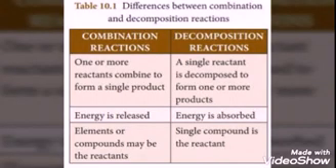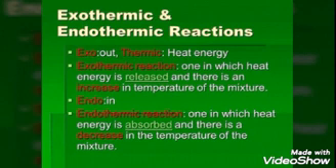All the decomposition reactions are considered to be the opposite of combination reactions. In combination, the reactants are combined together to form a single product with the release of energy. But in decomposition, a single reactant gets decomposed to form two or more products with the absorption of energy. So when energy is released, it is called an exothermic reaction, and when energy is absorbed, it is an endothermic reaction.